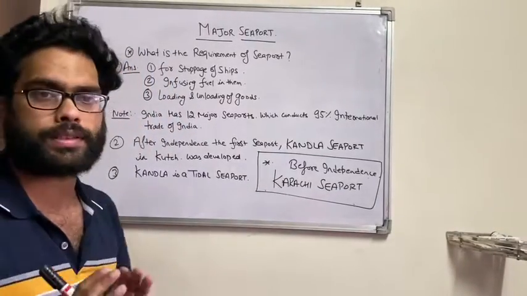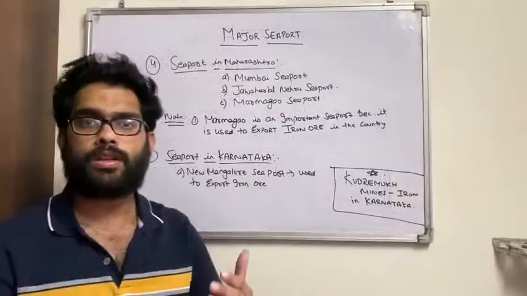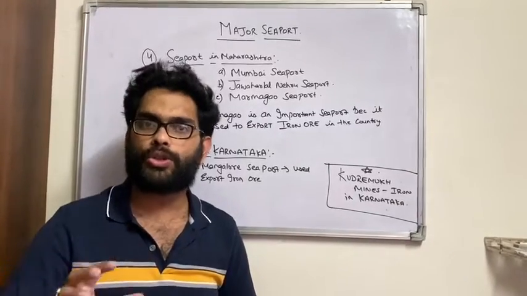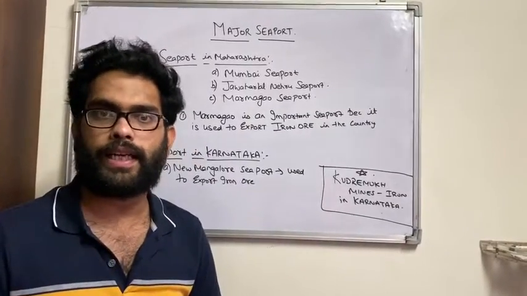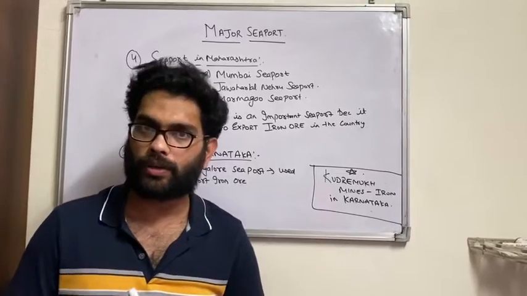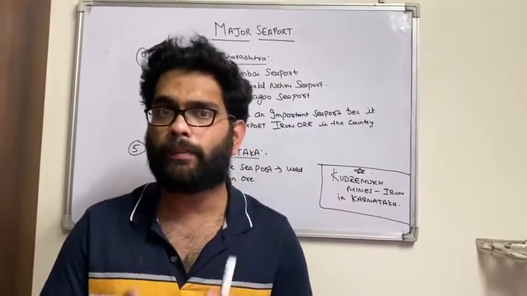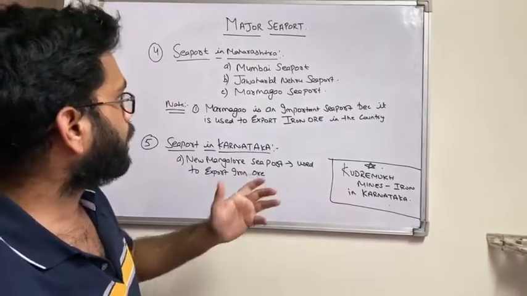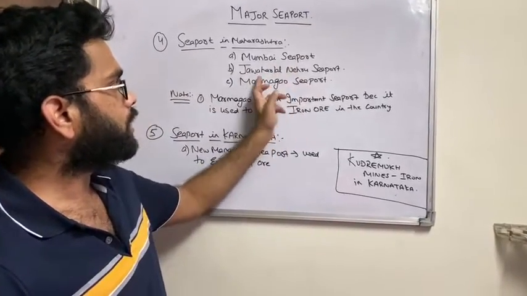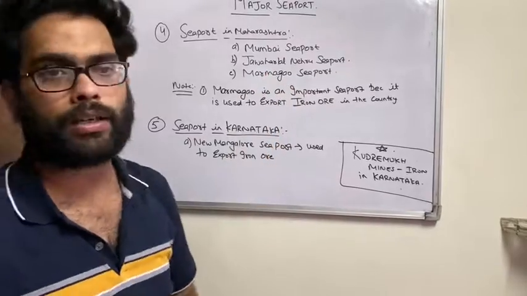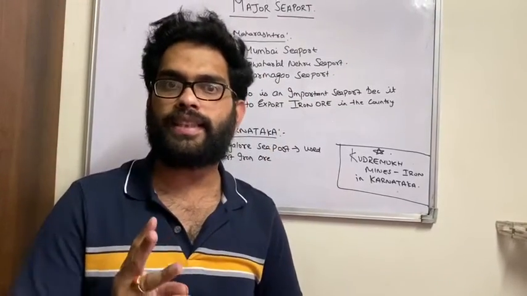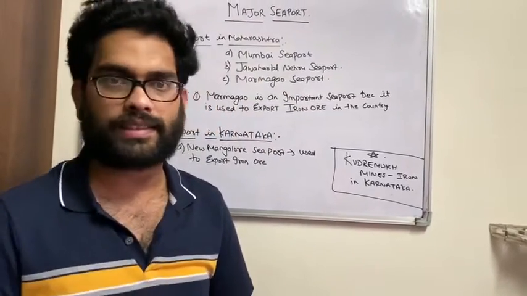Now let us move to the second seaport, more towards the south. Below Gujarat, we have another important state known as Maharashtra. In Maharashtra also there are three important seaports, which is very important to know. What are these? Mumbai Seaport, Jawaharlal Nehru Seaport and Marmagao Seaport. These three seaports are very important. Why? We will discuss this.